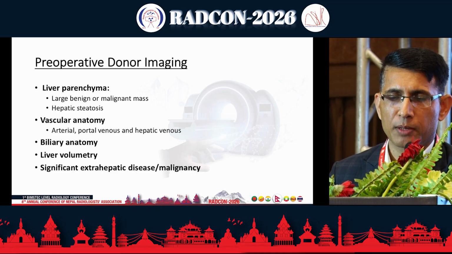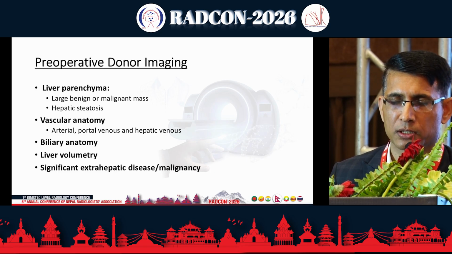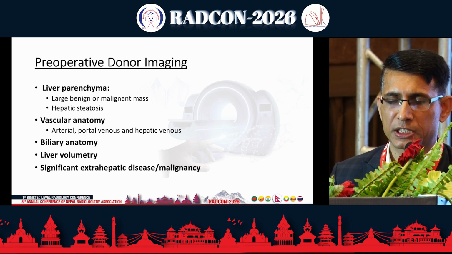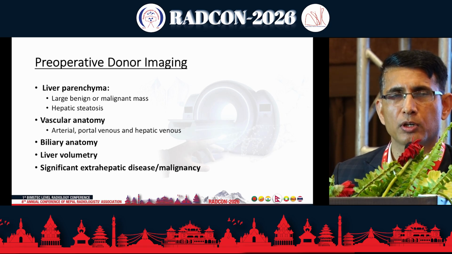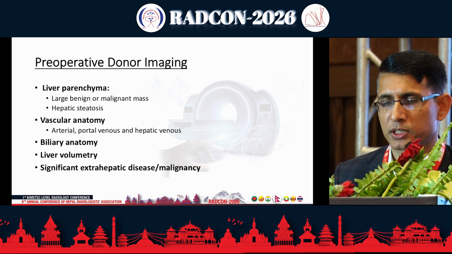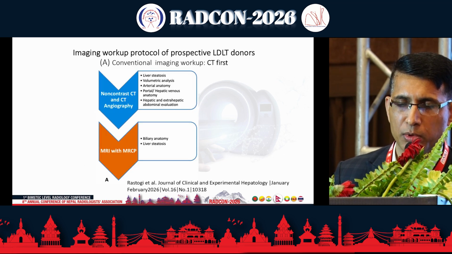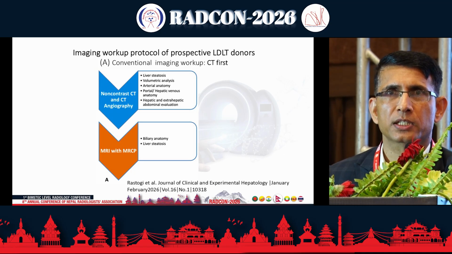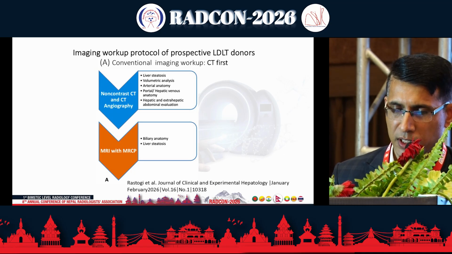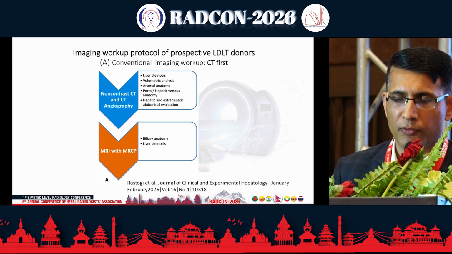In the liver parenchyma, we see if there is a large benign lesion or any malignant lesion, which are contraindications for donation. Significant hepatic steatosis, usually 30% or more, is considered a contraindication for transplantation. Vascular anatomy: arterial, portal venous and hepatic venous anatomies are important. Biliary anatomy, liver volumetry, and we should exclude significant extrahepatic disease or malignancy.